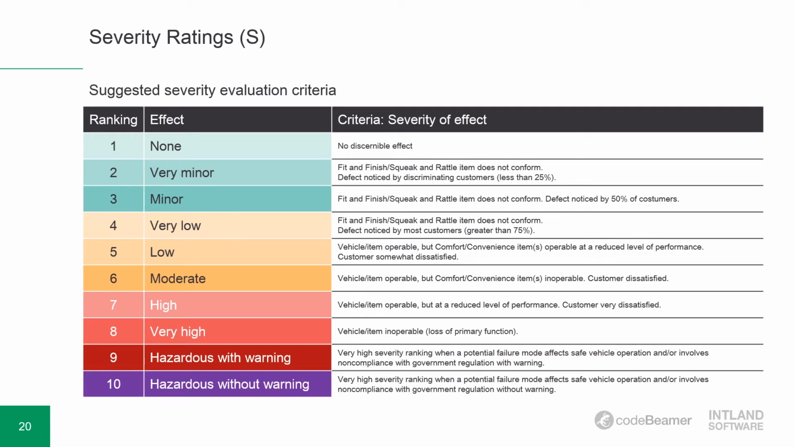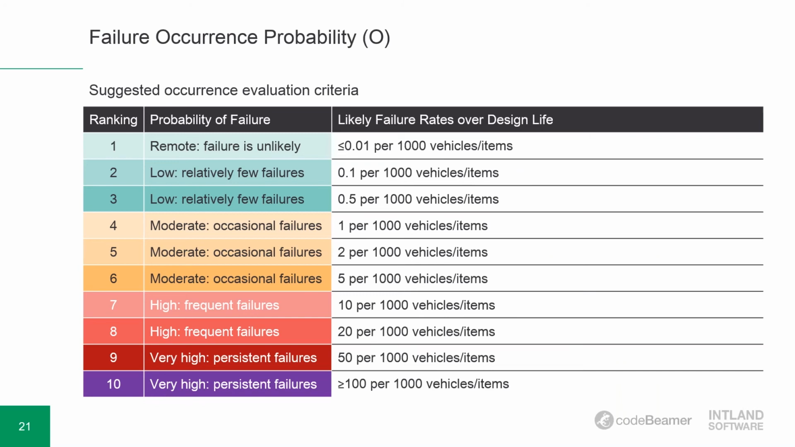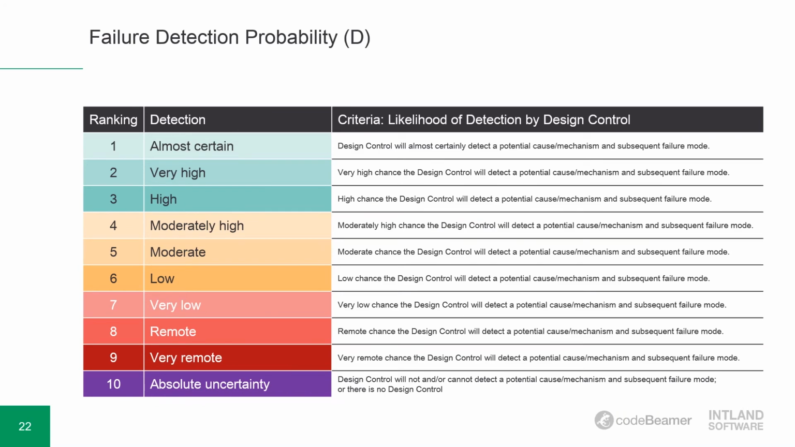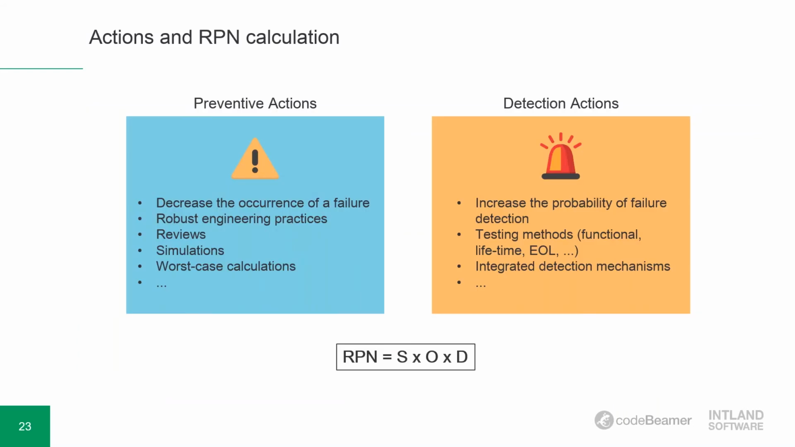So once you define the severity, then you will try to decrease the D and the O numbers by different actions. And once you have those, you will multiply the three values and get the risk priority number, the RPN. And this number shows the current status of how you're handling this particular risk.